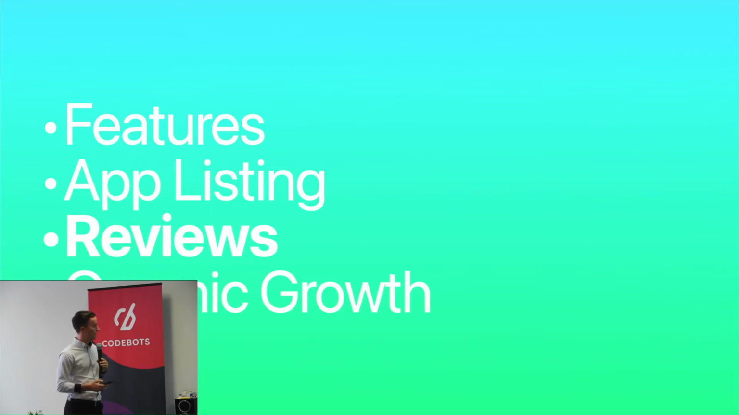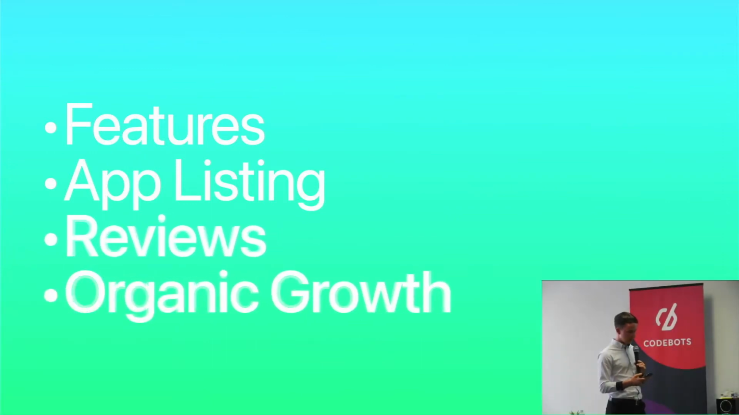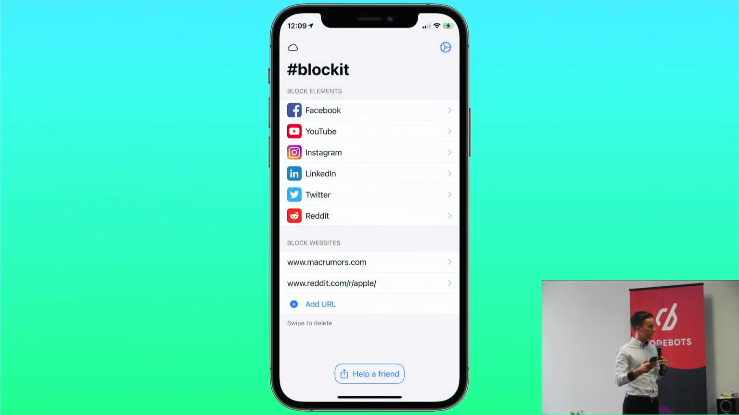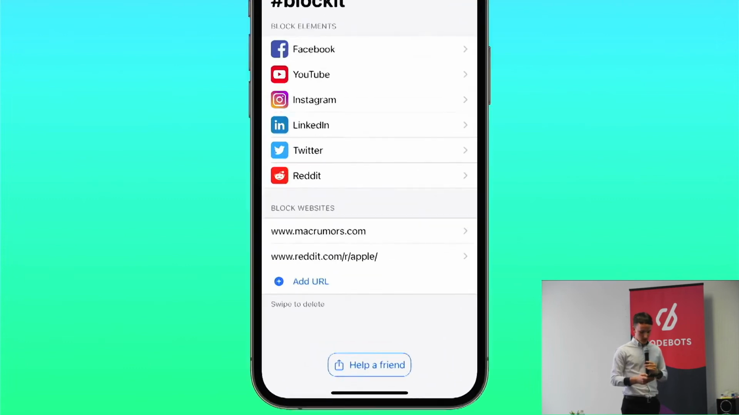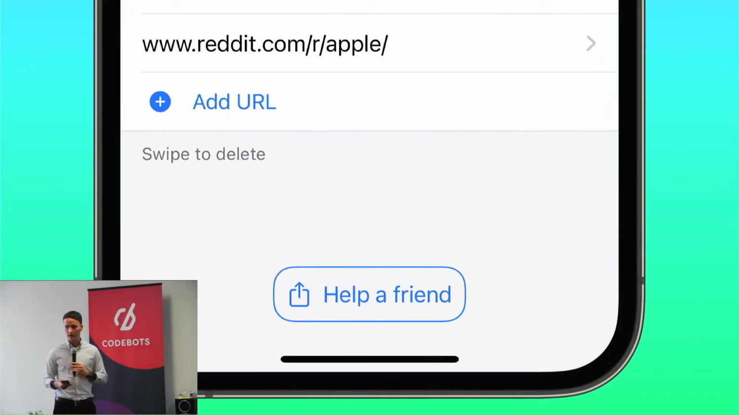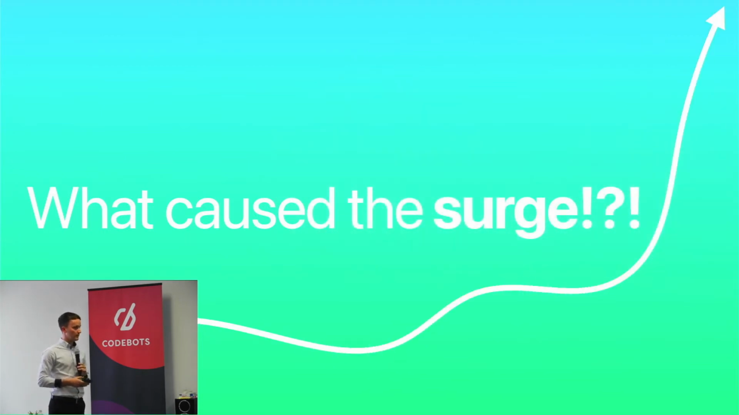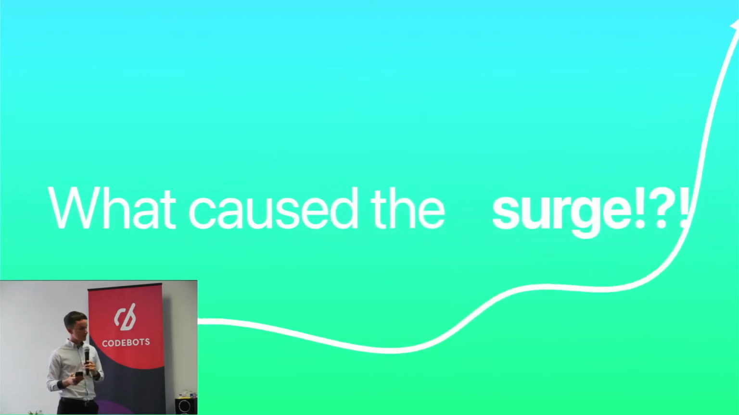So that's reviews. And finally, organic growth. So how do I sort of try to grow the app and just get it out there? One of the little ones is just the help a friend button at the bottom, just to sort of prompt the user to share it. But generally, trying to get organic growth and improve it, one thing to look at is the big surge of organic growth, or whatever you might call it, that happened before. And the big question is, what caused the surge before? Let's not dance around it. Now, I'm still guessing on it.